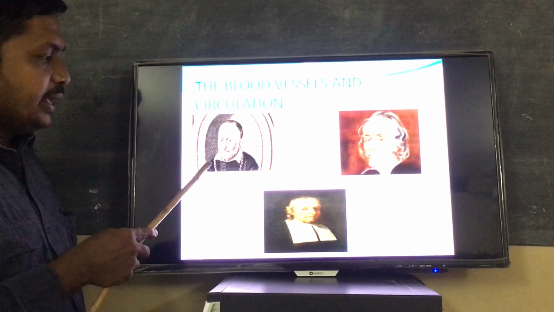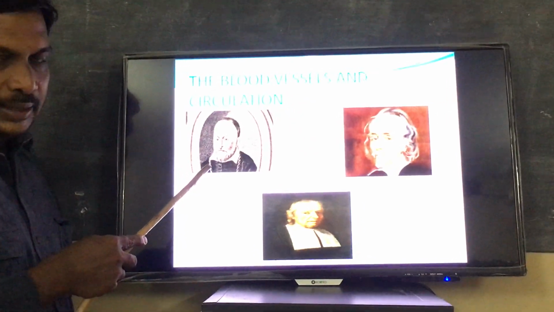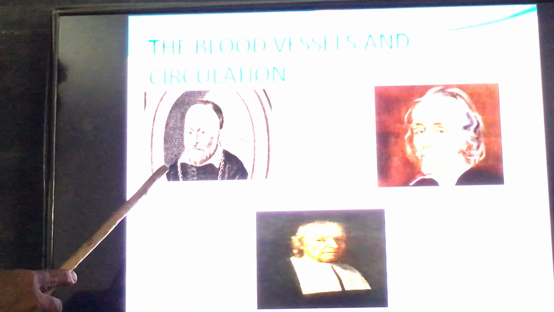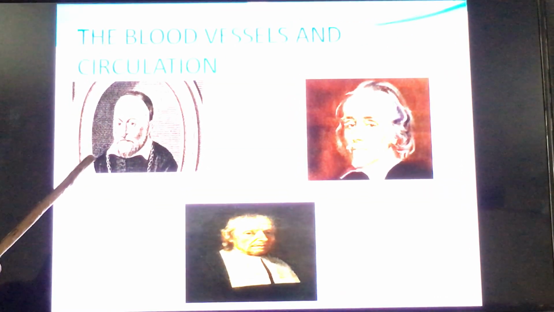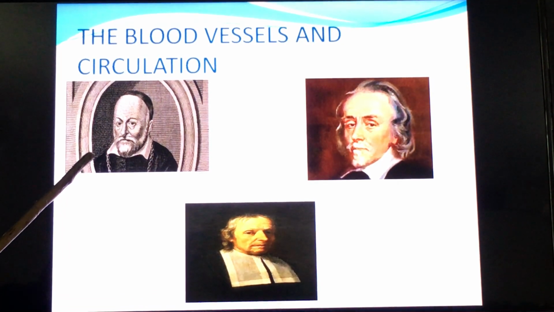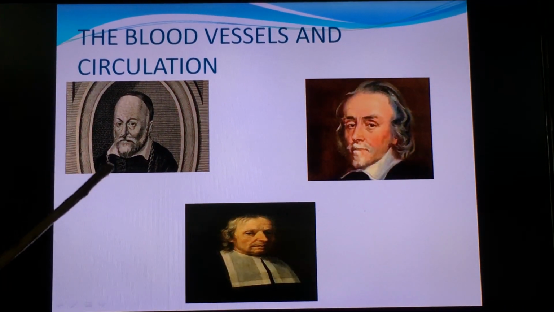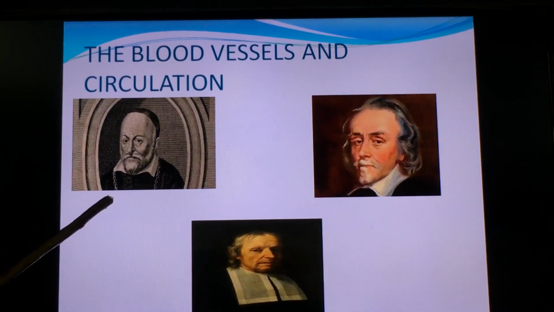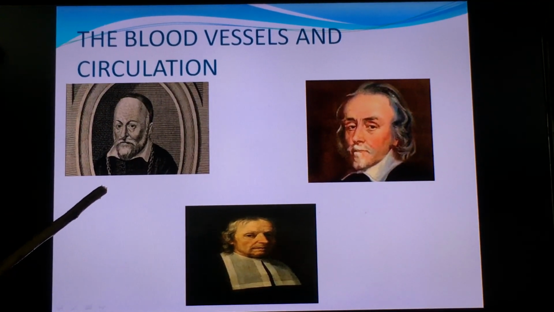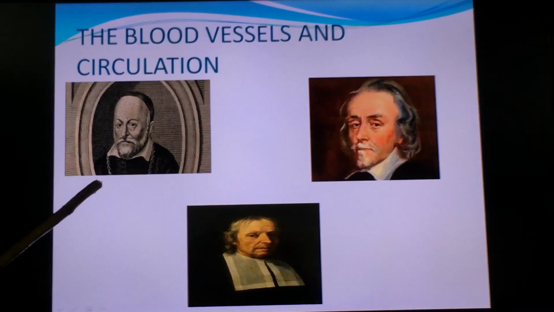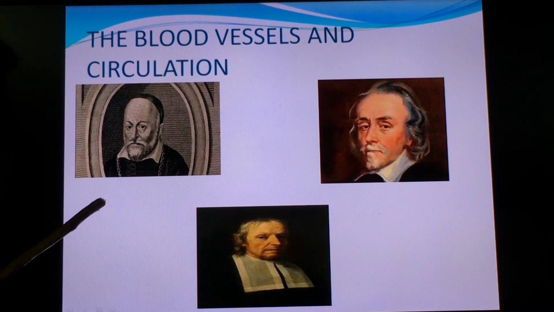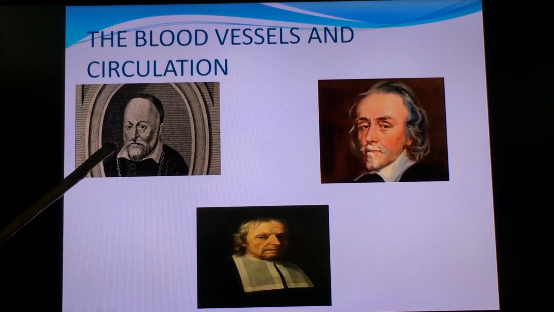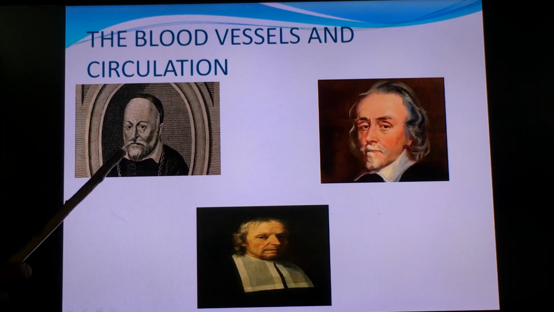First scientist, he is Girolamo Fabrici. He observed valves in veins. Already I explained there are 3 types of blood vessels in the human body. What are they? Arteries, veins, blood capillaries. Arteries carry oxygenated blood, veins carry deoxygenated blood. I'll explain about blood capillaries in the next class.